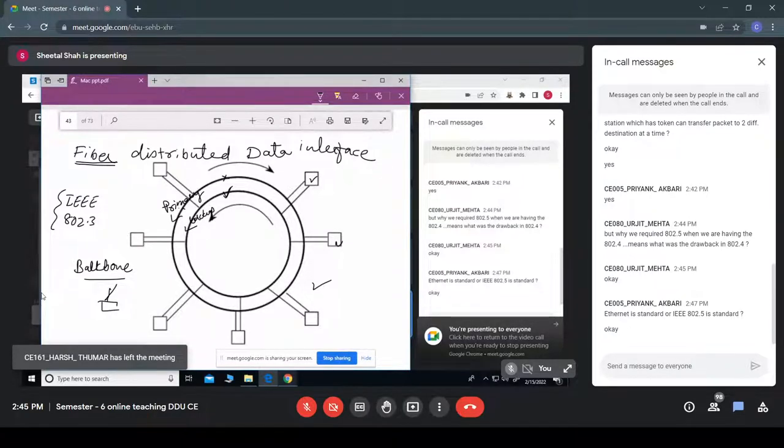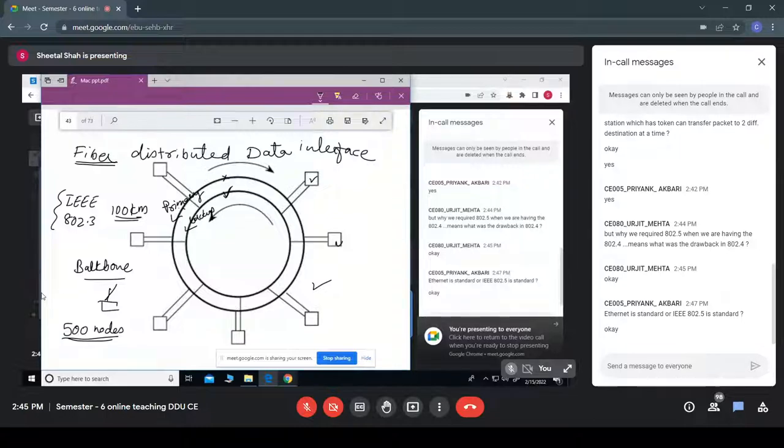It supports up to 500 nodes per ring. You can see only a few here, but when it is physically implemented, the maximum number of nodes it can support is up to 500 in a single ring. The maximum length of this cable ring is around 100 kilometers. So you can lay a 100 kilometer ring, and around 500 nodes can be connected to it. Between two different nodes, the maximum distance can be 2 kilometers. Two nodes can be 2 kilometers apart.